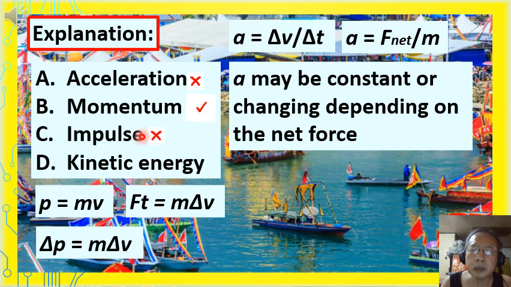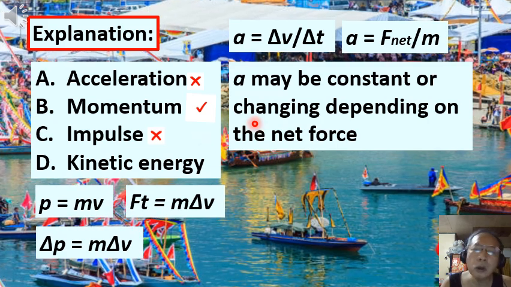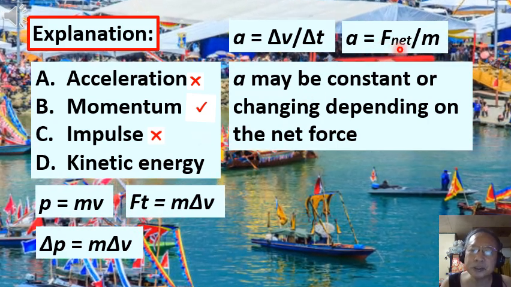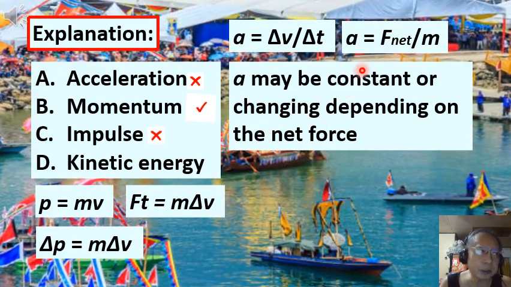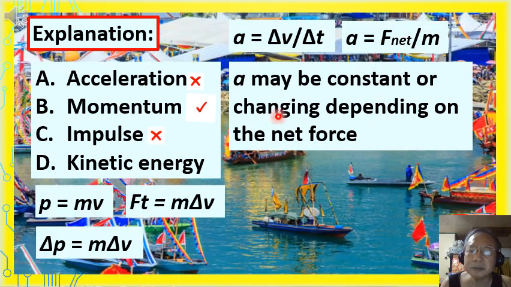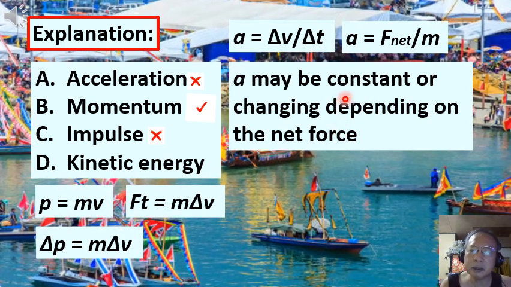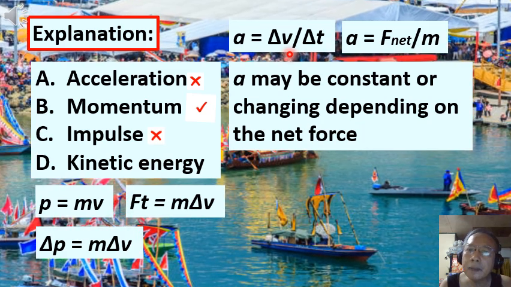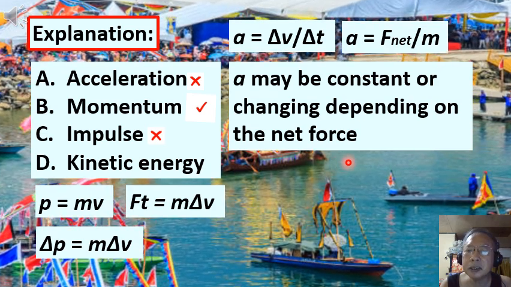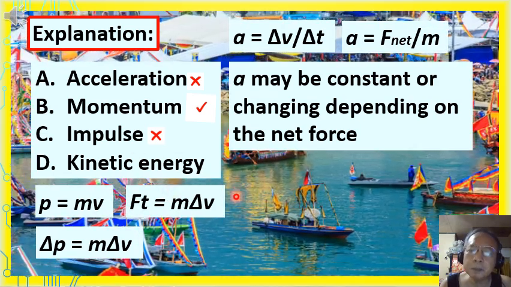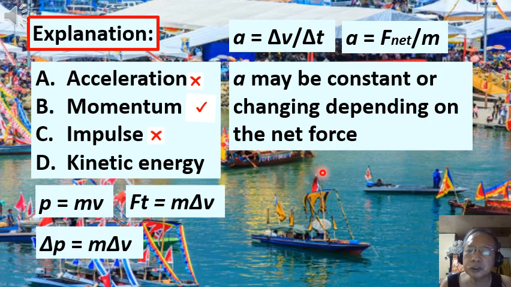All right? Because just like acceleration, impulse also depends on the total or the net force that's acting on the body, right? So if the net force or total force acting on the body is constant, then the impulse must also be constant. All right? Even if the velocity is changing, it doesn't always follow that the impulse must also be changing. Not really, because the impulse depends on the net force. So if the net force is changing, then it follows that the impulse is also changing.